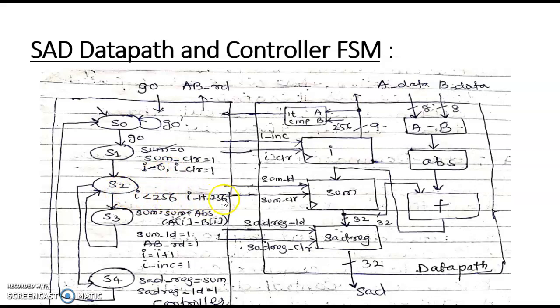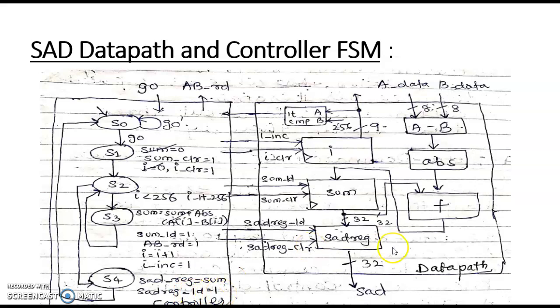This is the ILT 256 signal. This signal is generated from here, and depending upon that, your sum load is generated, and here you can see sum load equal to 1. When sum load equals 1 and this addition is done, the value of this adder will be loaded in sum when your sum load equals 1, and at the same time your I should be incremented. For that, the INC signal should be 1. Next is SAD register equal to sum.